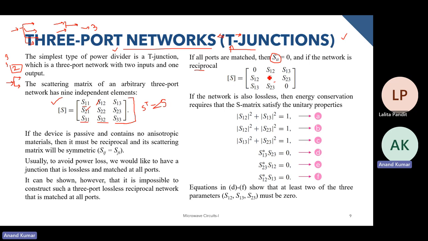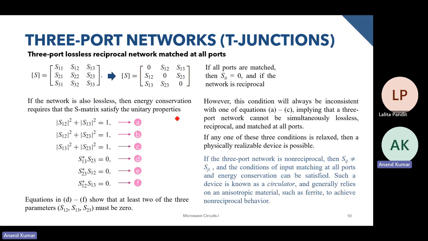For a reciprocal network with all the ports matched, the S matrix will reduce to something like this. So we have considerably reduced the number of unknowns. We started with 9 unknowns, and now we just have 3 unknowns. Then, if this device is lossless, we have to satisfy the unitary properties, and this will again give us these conditions. To solve these conditions, we note that all of them cannot be satisfied for this matrix. So it implies that a three-port network cannot be simultaneously lossless, reciprocal, and matched at the same time.